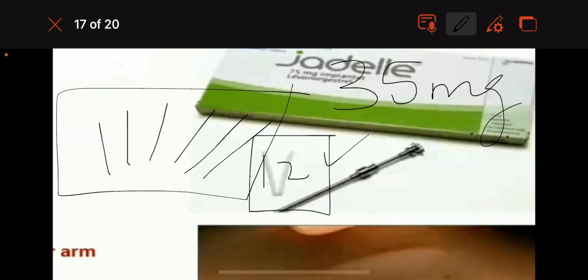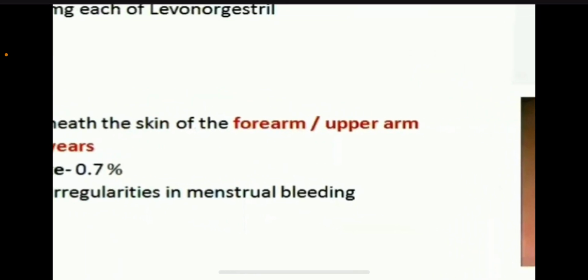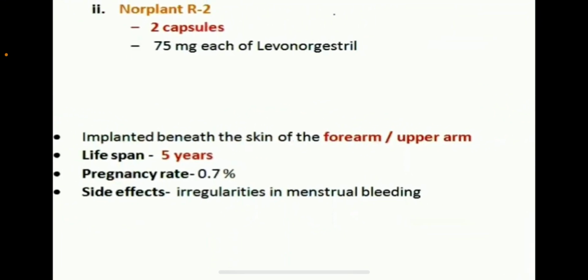The silastic capsules, or the rods, are implanted beneath the skin of the forearm or the upper arm. The lifespan of this contraceptive is over a period of 5 years. Effective contraception is provided for over 5 years. The contraceptive effect of Norplant is reversible on the removal of these capsules.